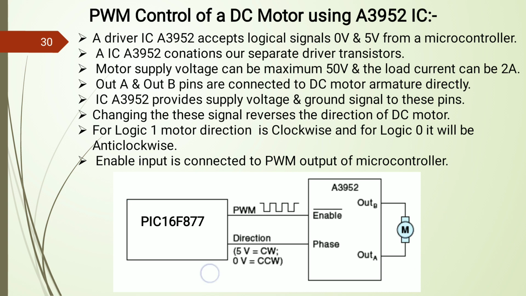And if we apply 0 volt to the phase pin of the driver IC, in that case the DC motor will rotate in counterclockwise, or we say anti-clockwise, direction. So the direction of a DC motor is controlled by the phase pin of the driver IC, and the signal is generated from the controller side, either 0 volt or 5 volt. So for 0 volt, counterclockwise, and for 5 volt it will rotate the motor in clockwise direction.